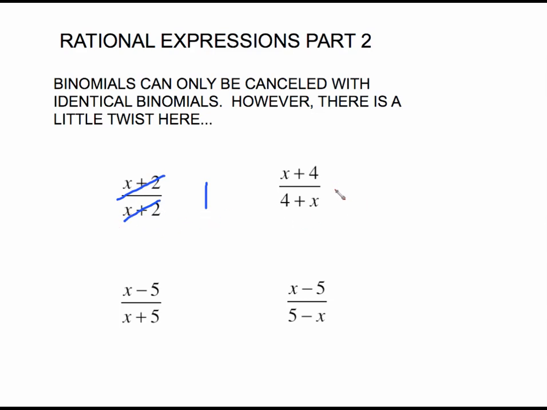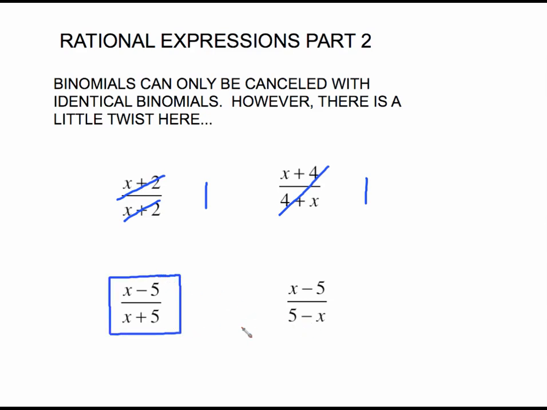You look here, it looks like they're not identical, but they are because x plus 4 and 4 plus x are the same. When you add expressions, the order doesn't matter. So these do cancel out and give us 1. x minus 5, x plus 5, they are not identical. Subtracting 5 from a number is not the same as adding 5 to that same number. So this expression right here cannot be simplified. That's as simple as it gets.